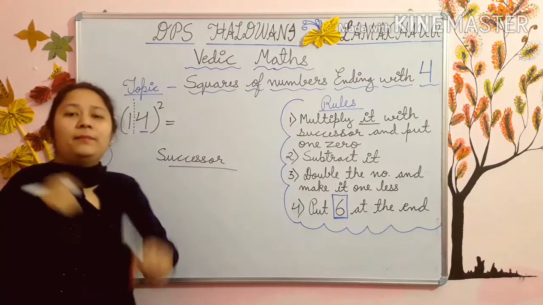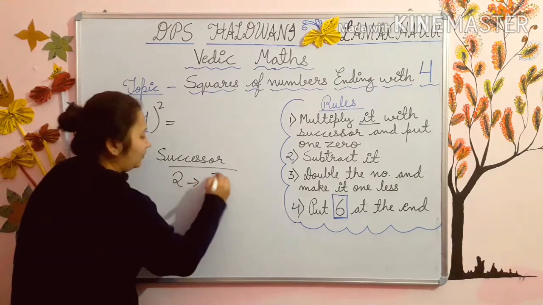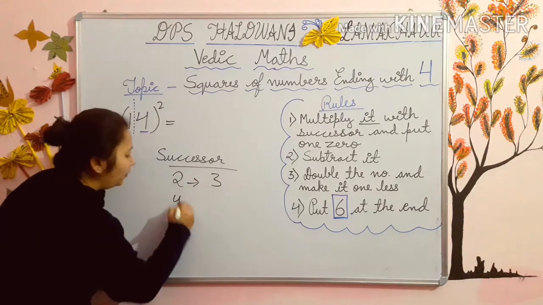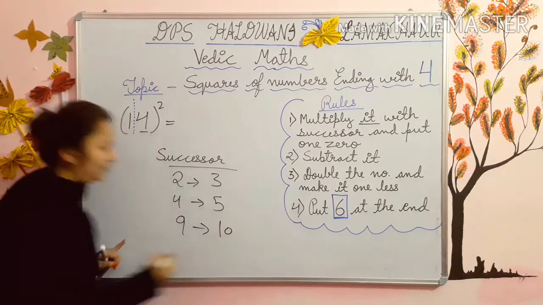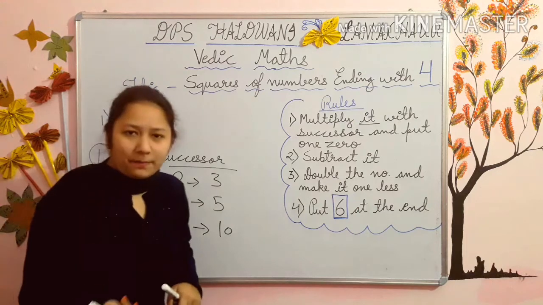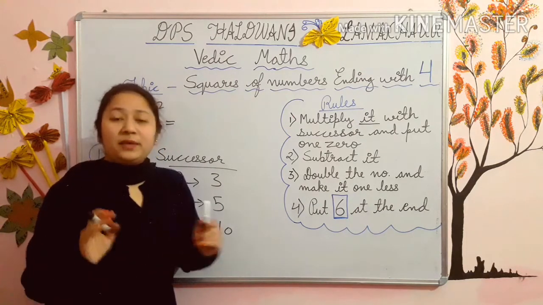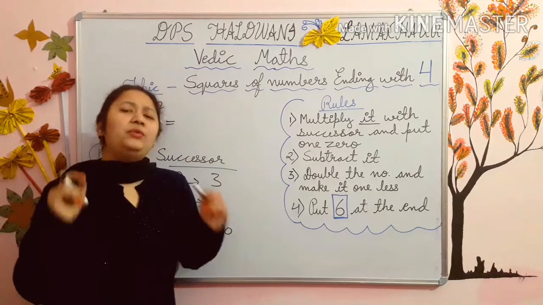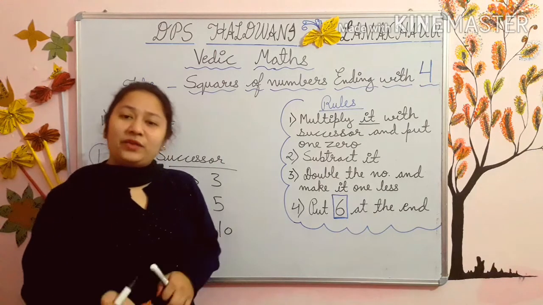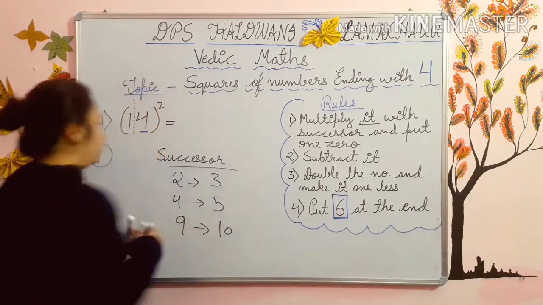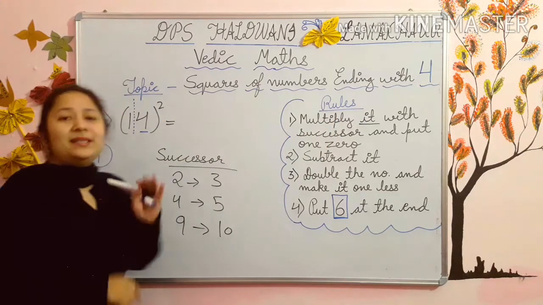Successor means one number more. The successor of 2 is 3. The successor of 4 is 5. The successor of 9 is 10. Means one number up. Or you can say 2 plus 1 is 3, 4 plus 1 is 5, means you have to add one, or you can normally say one number up. If there is 11, the successor of 11 is 12. So you have to multiply your pending number with its successor.